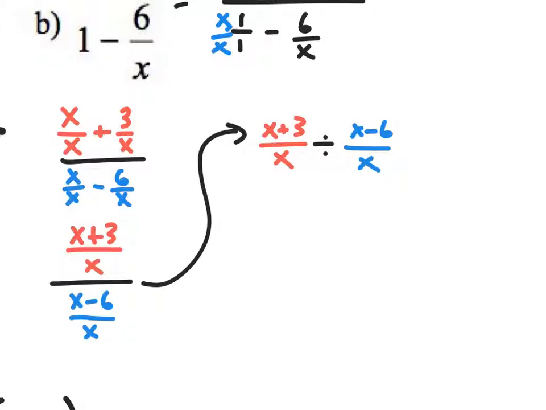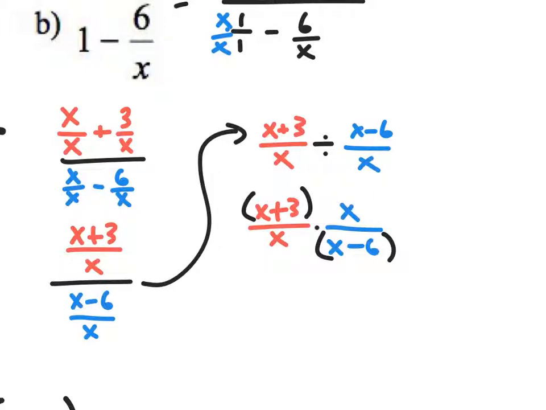Now, to do division with fractions, we want to multiply by the reciprocal. So I've got x plus 3 over x times x divided by x minus 6. Now I'm going to put this in parentheses here. That's a quantity. This is a quantity. What I can now do is divide out my x's. Those divide out to 1. So when I multiply these fractions together, I end up with x plus 3 divided by x minus 6. And I leave it like that.